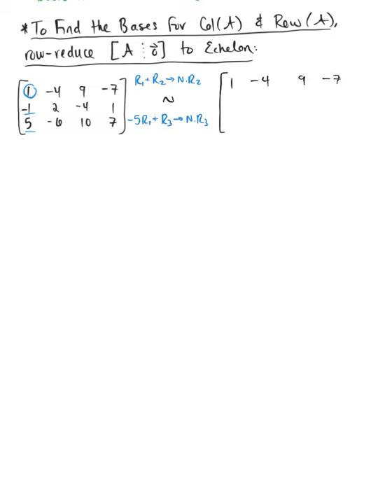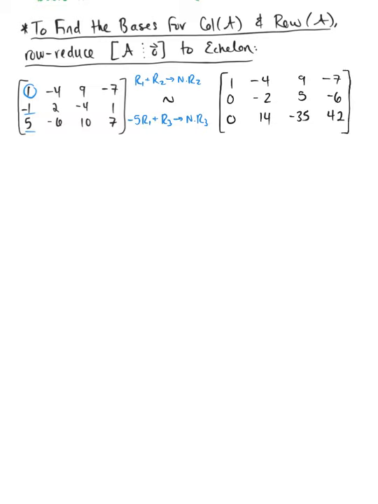And then adding the first and second row, we end up with 0, -2, 5, -6. And then we have -5 plus 5 is 0. +20 minus 6 is +14. -45 plus 10 gives us -35. And then last but not least, 35 plus 7 gives us 42.